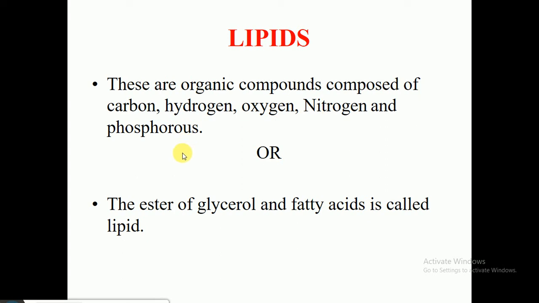Or in another way, it can be defined as the ester of glycerol and fatty acids. So when glycerol and fatty acids are grouped together, they form lipids. Lipid is a class of conjugated molecule which consists of, as we have discussed, the building blocks of proteins, they are amino acids. So here the building blocks of lipids are fatty acids. So the combination is the ester of glycerol and fatty acids.